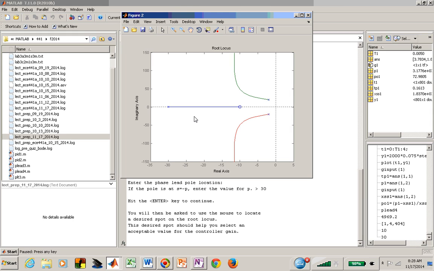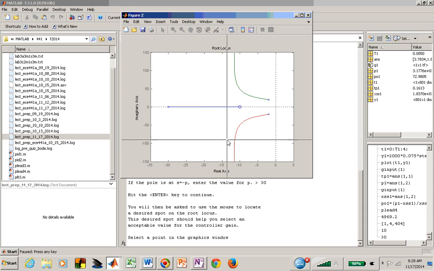Meaning, if I now hit enter, now I have crosshairs, and if I wanted to be maybe about right there, right above that zero with respect to one of my closed loop poles, the other one is going to be the conjugate, and then I'll just have to figure out where the third one is based on that gain selection.